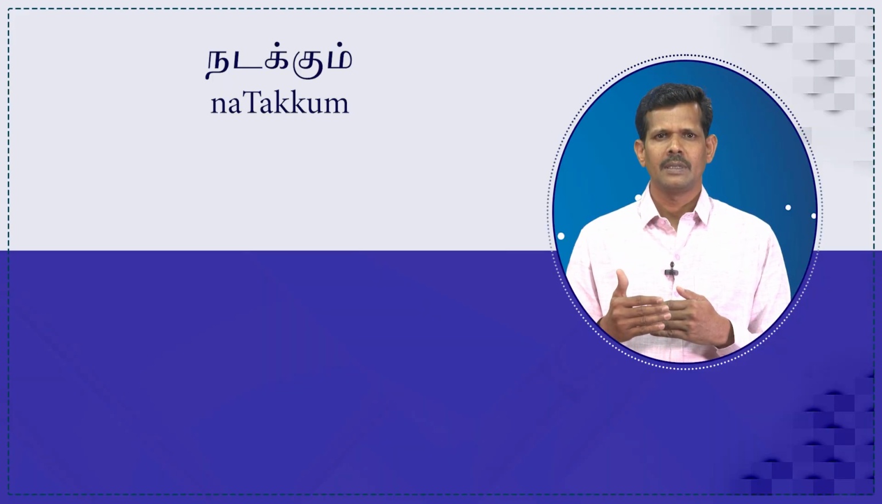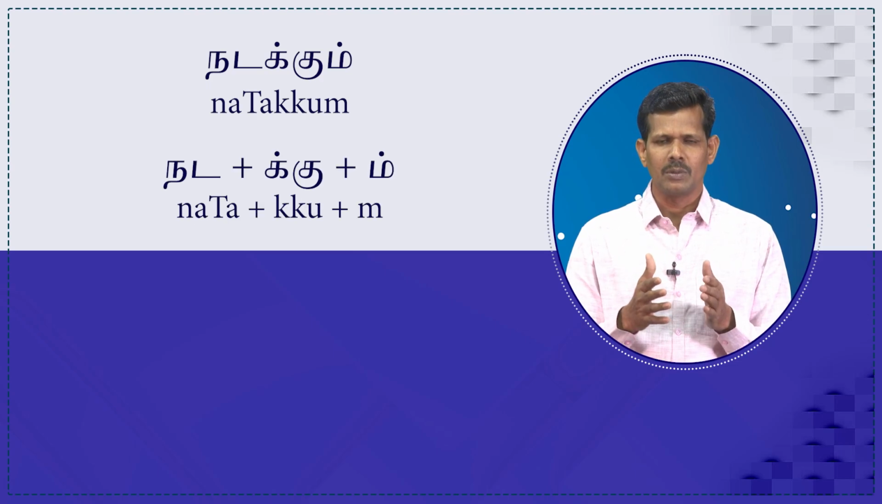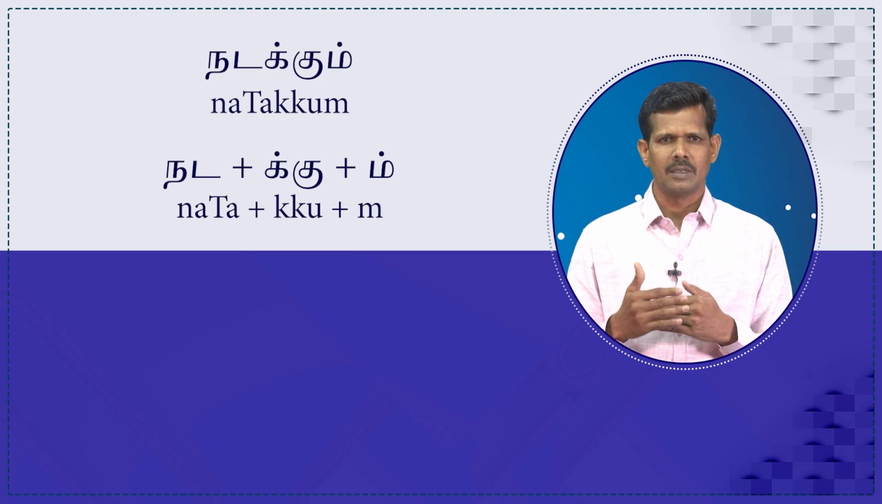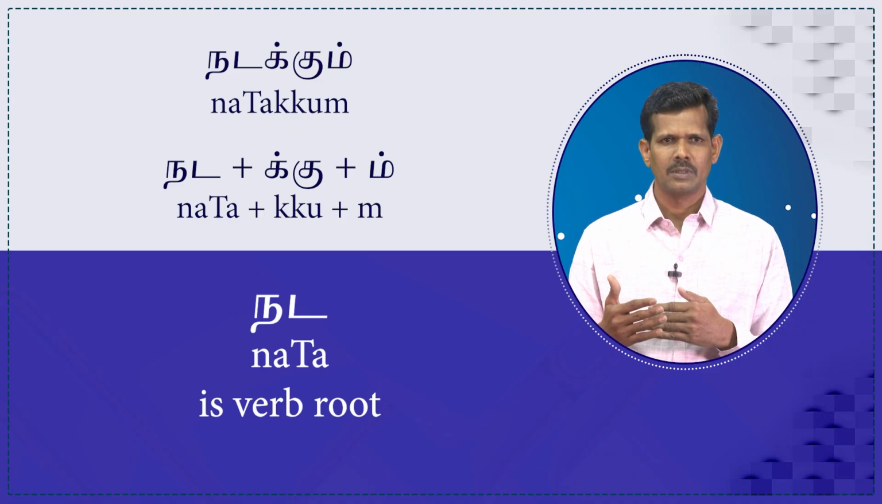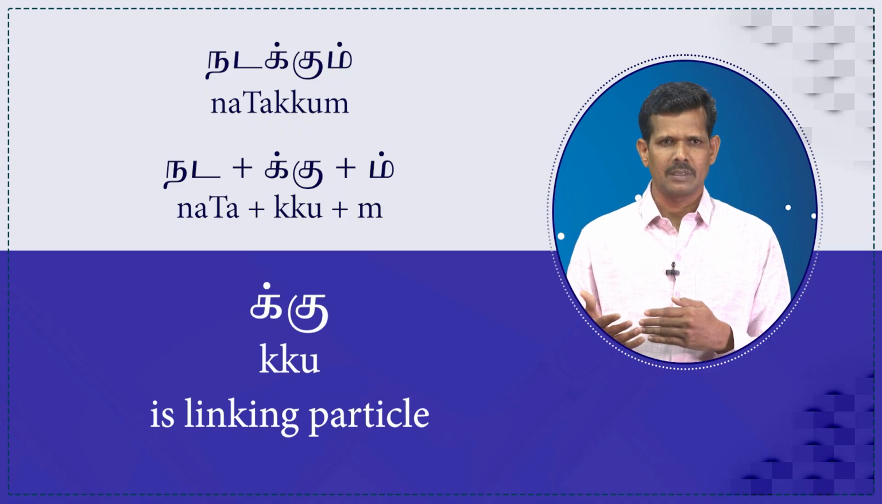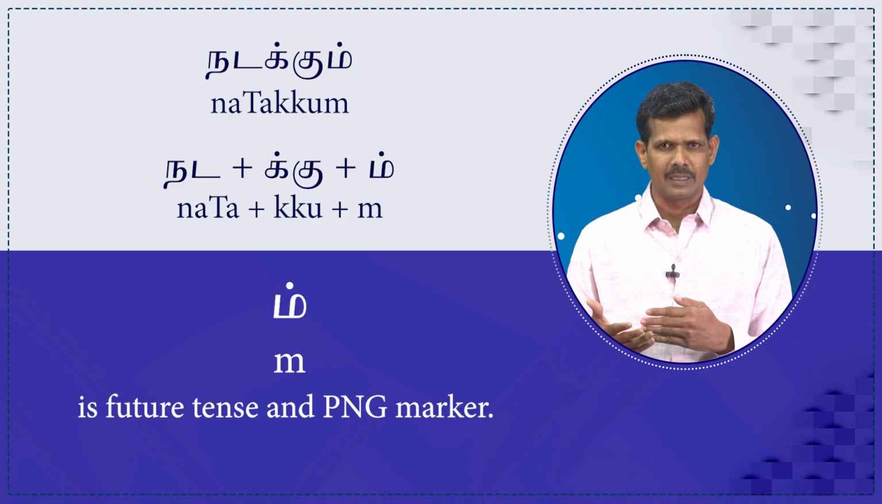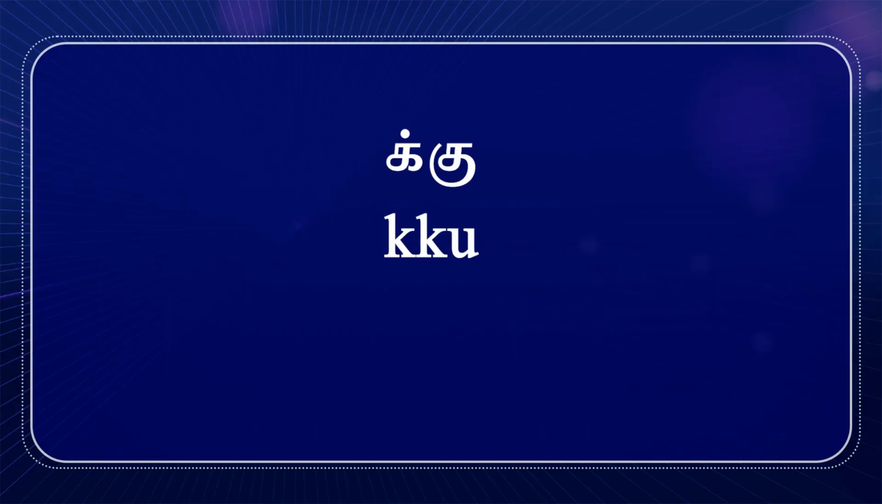First, let us analyze the example nadakkum. It is segmented as follows: nada plus kku plus um. Here nada is verb root, kku is linking particle, um is future tense marker and PNG marker. As we discussed earlier, the linking particle kku is usually added between verb root and tense marker for the strong verbs, especially for present tense, future non-human and infinitive form.